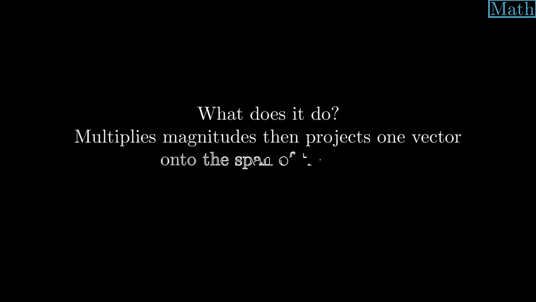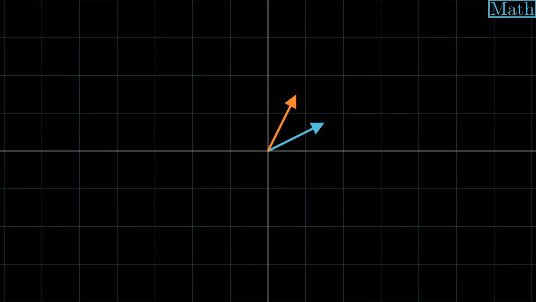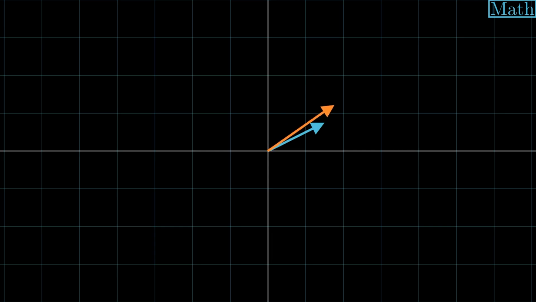So what does it actually do geometrically? It takes 2 vectors and it multiplies their magnitudes, then projects one vector onto the other, then outputs the magnitude of that resulting vector. If we have 2 vectors, let's multiply their magnitudes so we have a longer vector in this case. Sometimes it's not as long if the magnitudes are less than 1. Then we project it onto the other vector. The dot product determines the magnitude of the length of that orange vector.